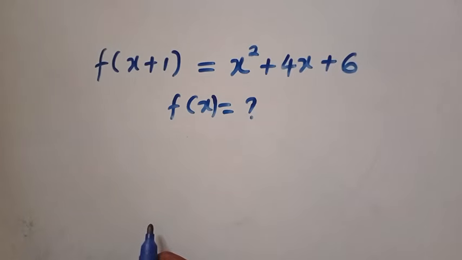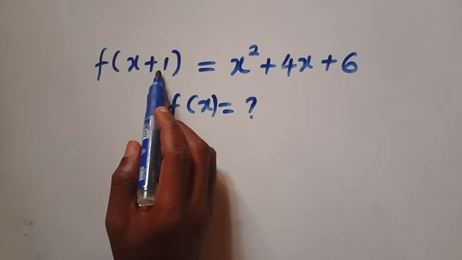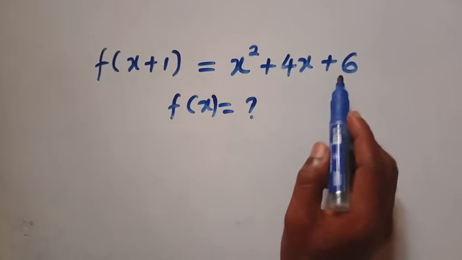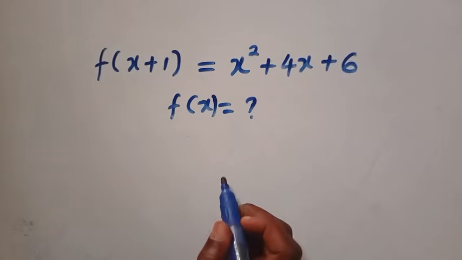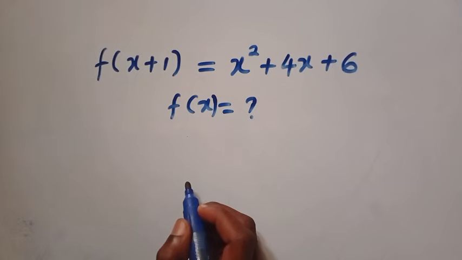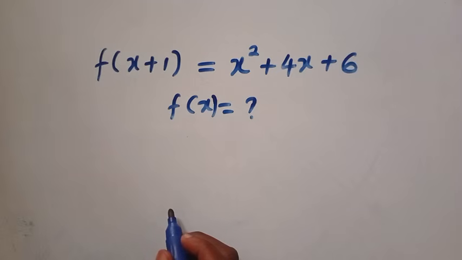How to solve these nice functional equations? f of x plus 1 equals x squared plus 4x plus 6. But wait, how do you solve this problem before I solve it? Let's get the answer in the comment box, and I'll be solving this in two different ways.